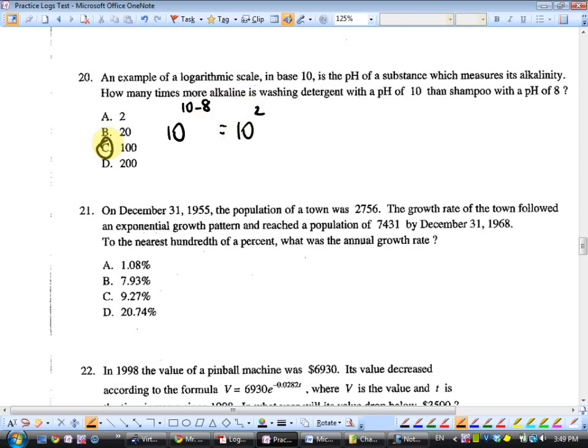Just a reminder for you. On your test, I'm either going to ask you a Richter scale, a pH, or a decibel question. Someone finally got it. Okay.